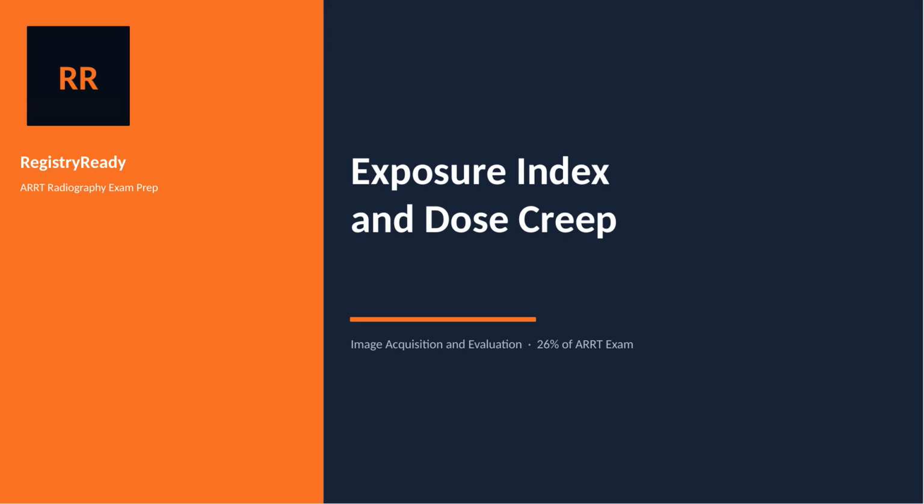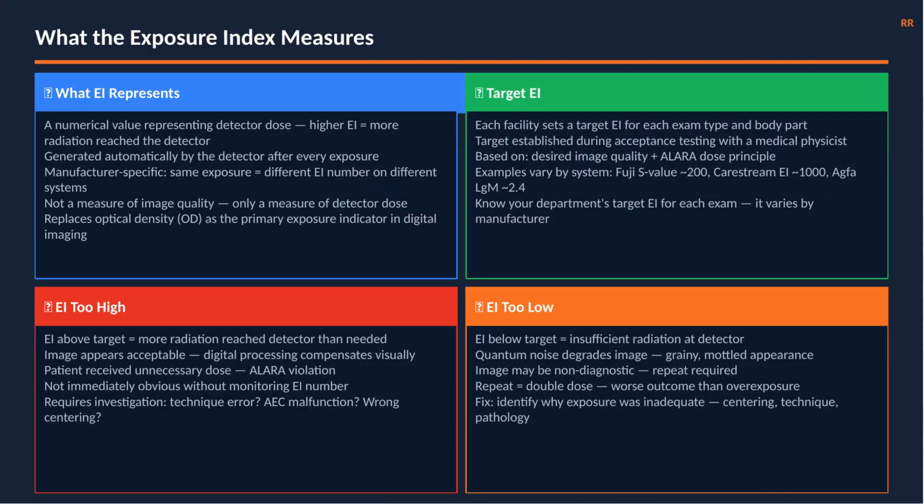Equipment Lesson 16 covers the exposure index and dose creep, two digital imaging concepts that directly govern patient dose in every department running digital radiography. In the film era, overexposure was immediately visible. In digital imaging, it is not. That invisibility is what makes the exposure index and the deviation index so important, and what makes dose creep so dangerous.